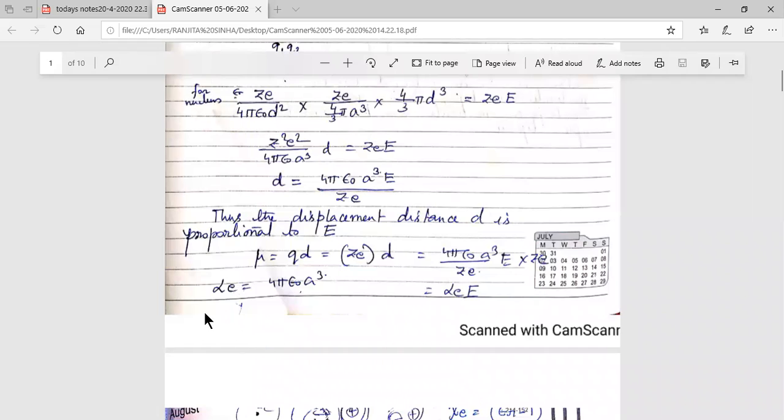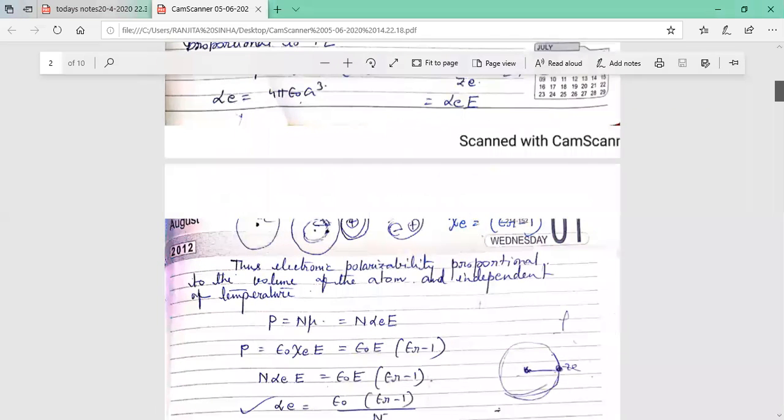So here what we are writing, alpha e, that is the electronic polarizability, alpha suffix e, is equal to 4 pi epsilon 0 a cube. Then Ze and Ze cancel. So 4 pi epsilon 0 a cube into E, and 4 pi epsilon 0 a cube we are writing as alpha e. Because mu is proportional to E, we can write mu equals alpha e into E, where alpha is some constant, called the electronic polarizability. So alpha e depends on a cube.